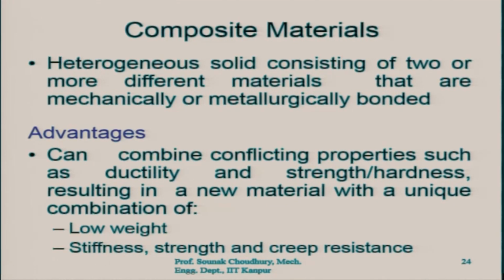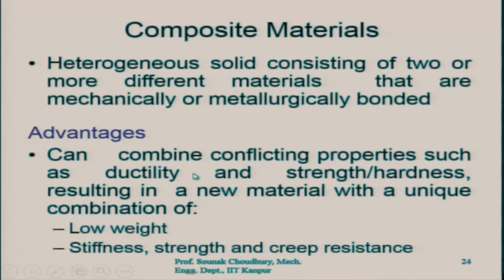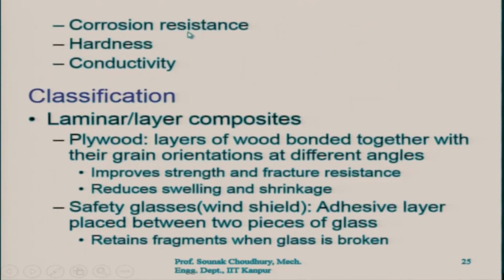These are the unique properties which are desired in engineering materials, to make engineering parts which need very high hardness, and they should also be ductile to a certain extent. I will give you examples in the course of our discussion that we need to have parts, even tools, which will have hardness as well as a bit of ductility. Now, as I said, these composite materials are of low weight, with high stiffness, strength and creep resistance, high corrosion resistance, high hardness and high conductivity.